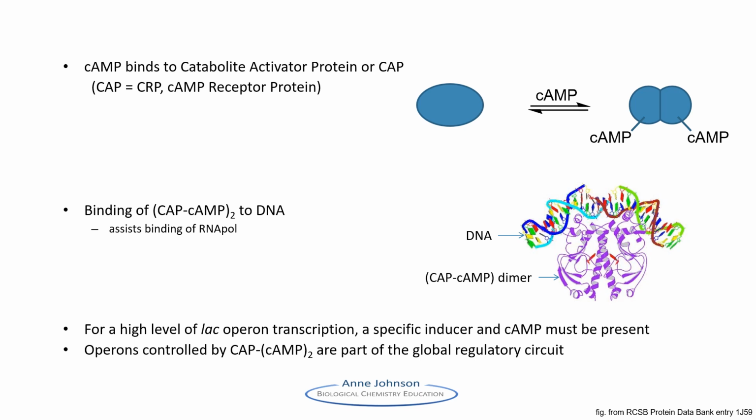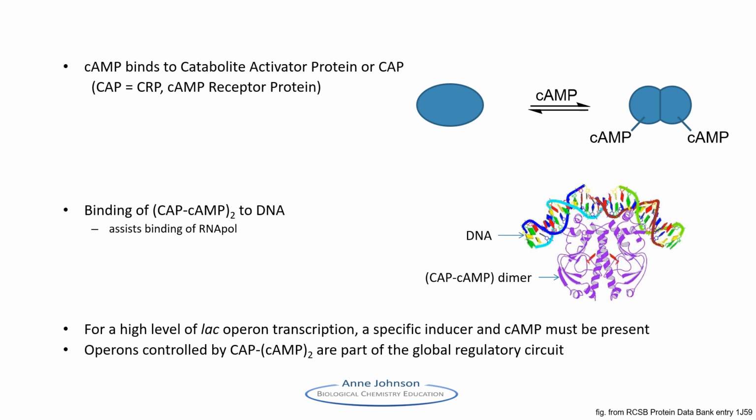When cyclic AMP levels are high enough to be near the Kd value, cyclic AMP binds to the catabolite activator protein, which results in dimerization and activation of the protein. The activated protein then binds to DNA, where it assists RNA polymerase binding. This is how transcription is activated. Ultimately, for a really high level of transcription of the lac operon, both a specific inducer for the repressor protein and cyclic AMP must be present.